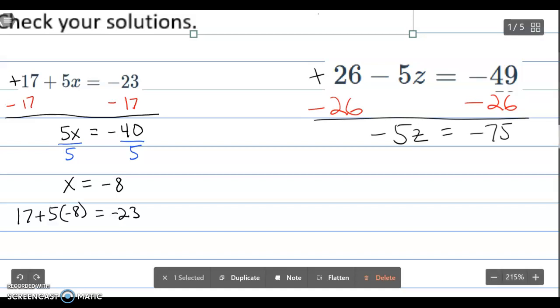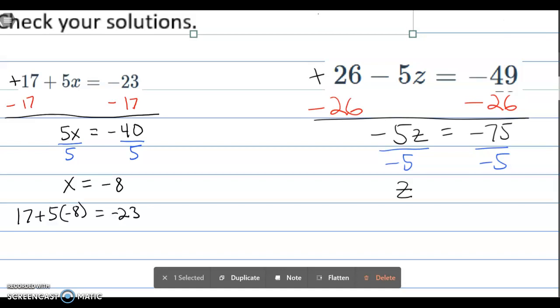Next, I'm going to continue to isolate the variable, doing the opposite. The opposite of multiplication is division, so I'm going to divide by not 5, but negative 5. Negative divided by negative is a positive. 5 divided by 5 is 1, and 1 times z is z. And then negative divided by negative is a positive, and 75 divided by 5 is 15.